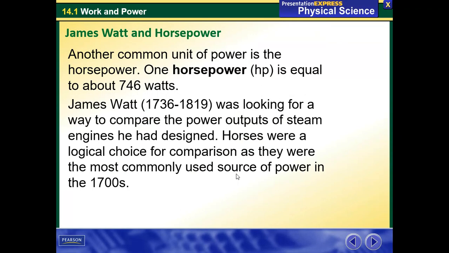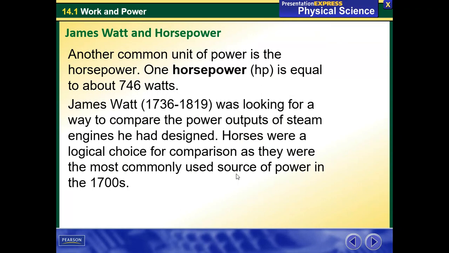So how did this term come about? James Watt, who the term watts is named after, was looking for a way to compare how much power his invention of steam engines could produce. This happened around the 1700s because he lived between 1736 and 1819. So he had to compare it to what was the most commonly used source of power during that time. And the most common source of power were horses.